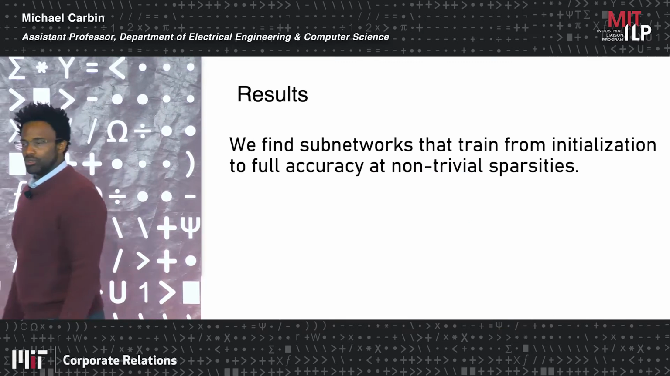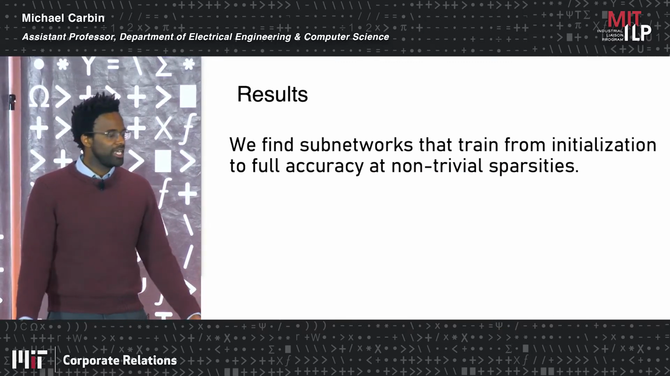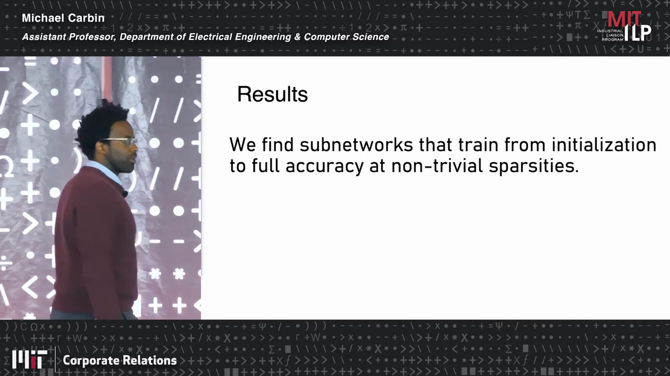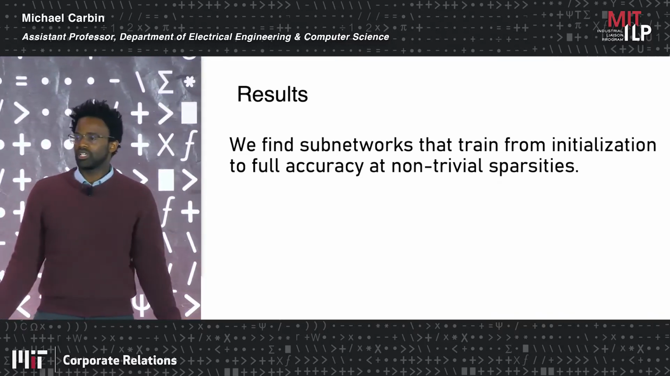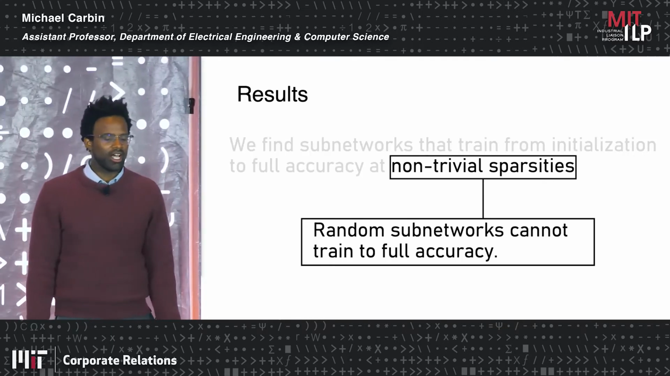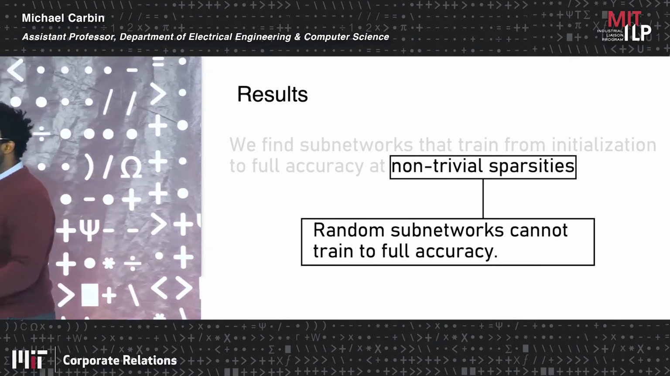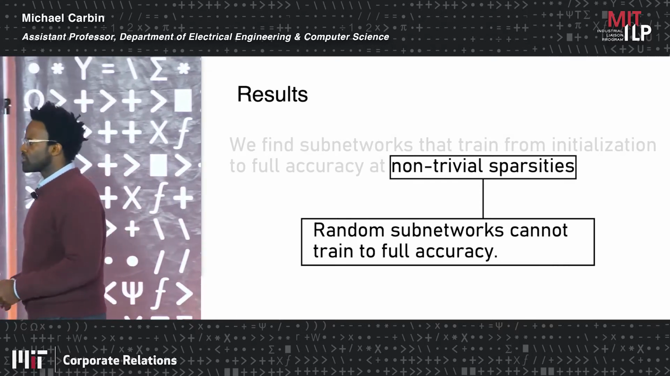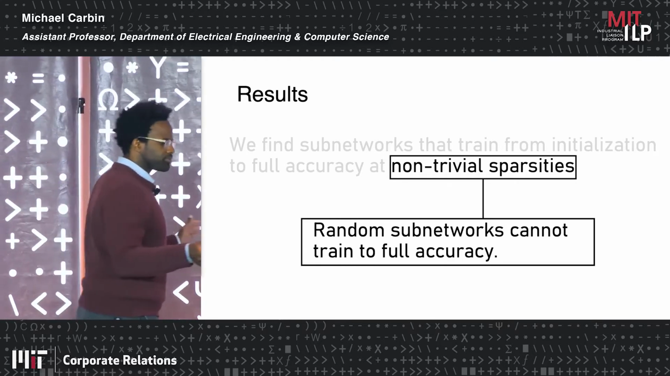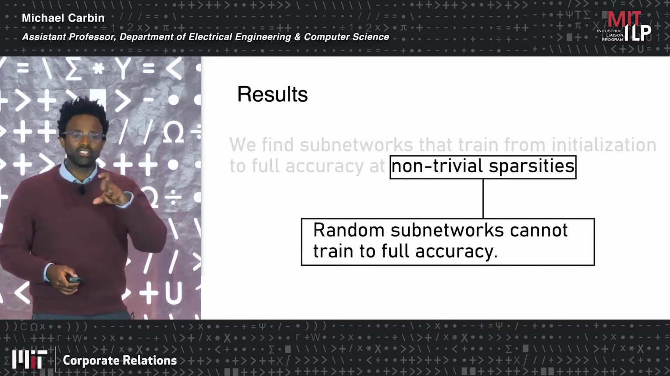Now, as a summary, what we do via this technique is find that subnetworks can train from initialization to full accuracy at non-trivial sparsities. Right? So we're actually able to use this technique to find significantly smaller networks. And what we mean by non-trivial is that oftentimes these networks have some residual overcapacity. Sometimes this is called overparameterization, where if you just randomly chose a subnetwork, it can sometimes do OK, depending on the size of that network.